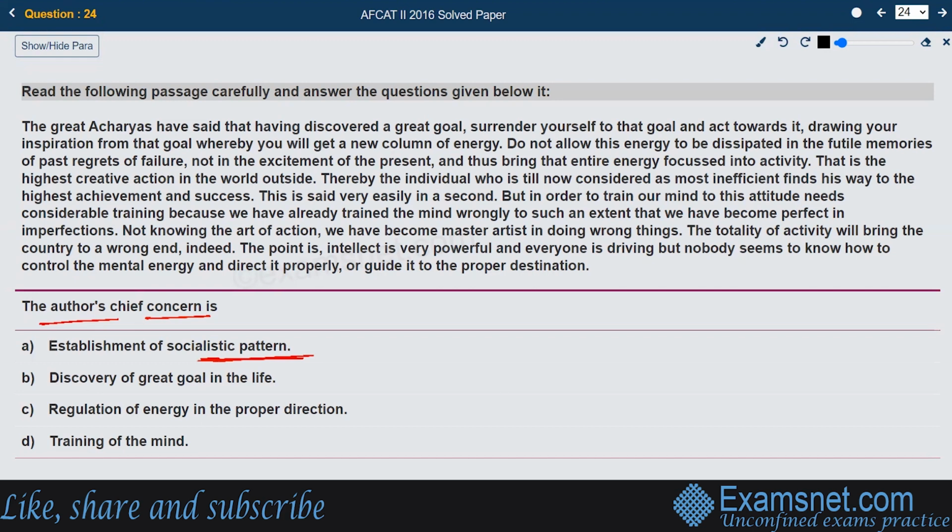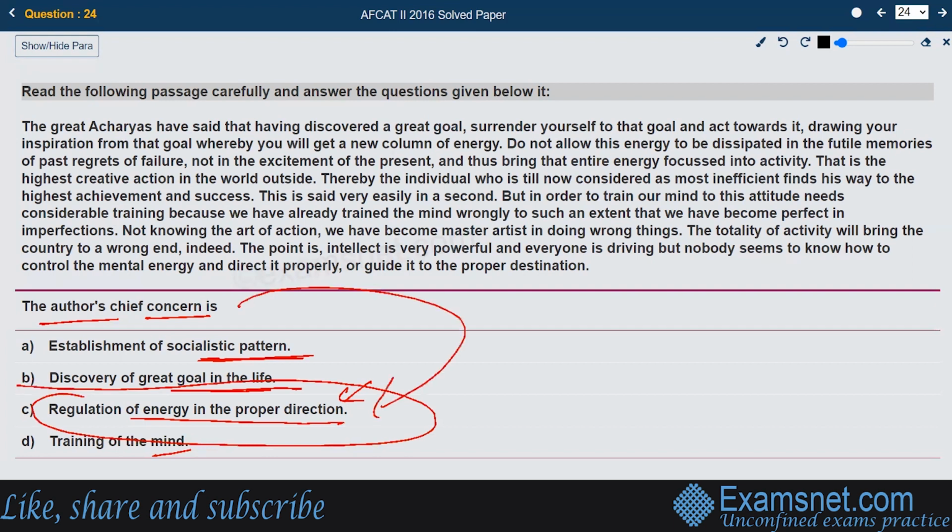no discussion about that. Discovery of great goal in the life, discovery is one part, but the paragraph doesn't discuss just the discovery part. It discusses how you have to get focused and concentrate yourself to the goal. Regulation of energy in the proper direction, this is what the paragraph mostly talks about. Training of the mind, so the right answer is option C, regulation of energy in the proper direction. That is the author's main concern of writing the whole paragraph. Okay, option number C is the right answer.